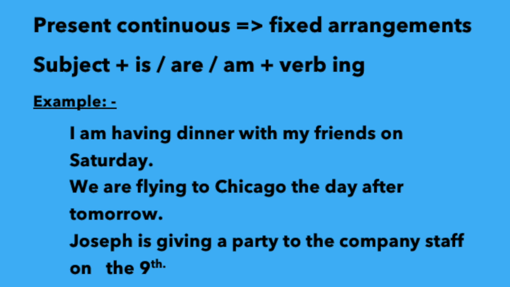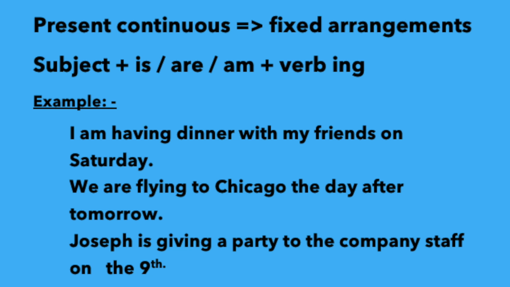This is a tense you know already. The formula is subject plus is or are or am plus ing form of the verb. For example, I'm having dinner with my friends on Saturday. So my friends and I have a plan to do that and we have agreed on the time and place, fixed. Here is another sentence. We are flying to Chicago the day after tomorrow. So we purchased flight tickets and our trip is confirmed.